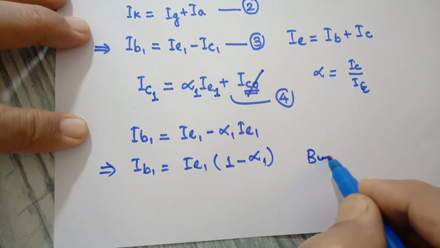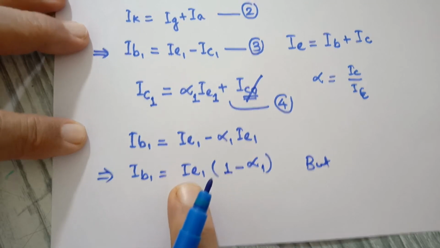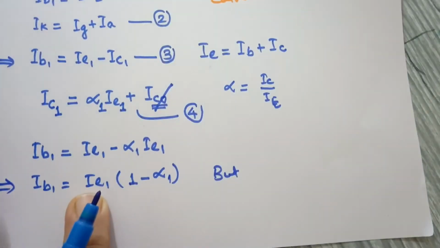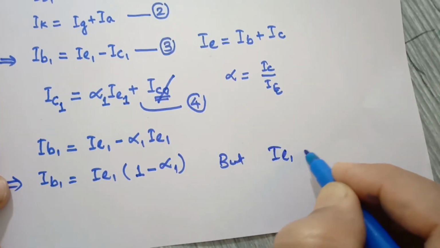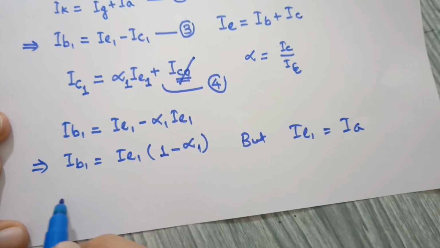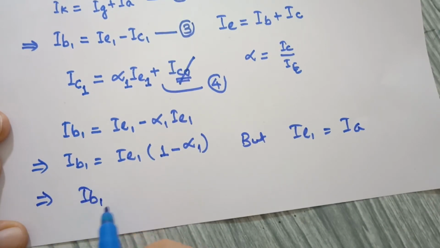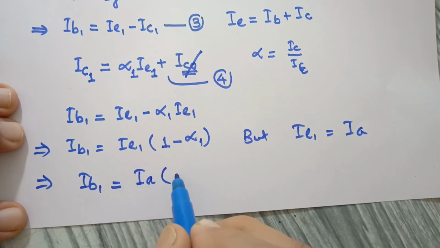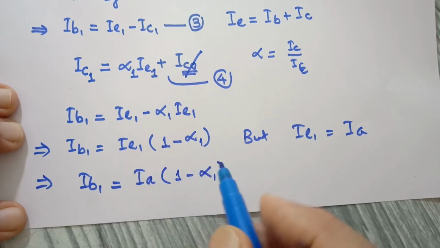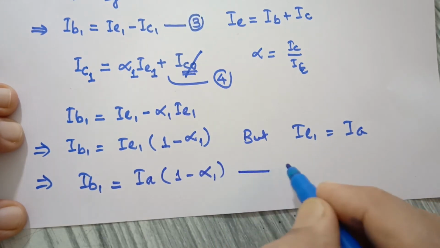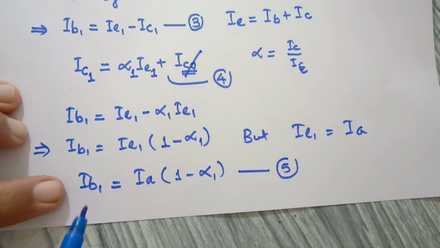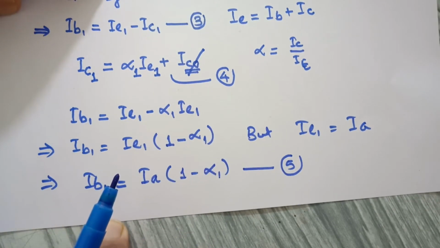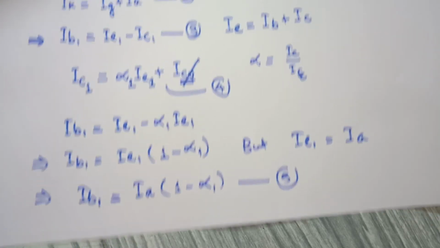But look at this diagram. IE1 is nothing but the anode current. So this IE1 is equal to IA, and therefore the expression for the base current for transistor 1 is IA into 1 minus alpha 1. So let us call this equation 5. So you got here IB1, and similarly we want to find out the expression for IC2.